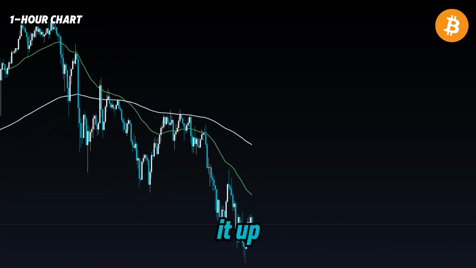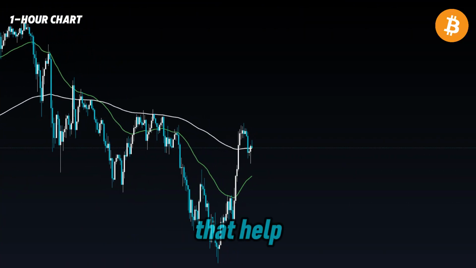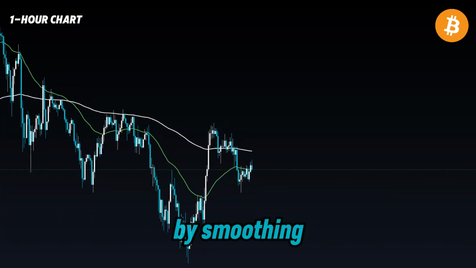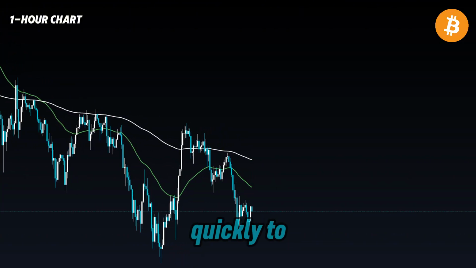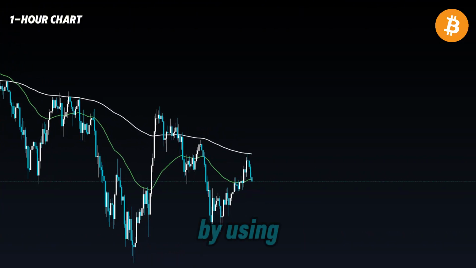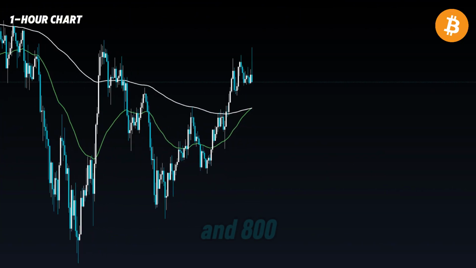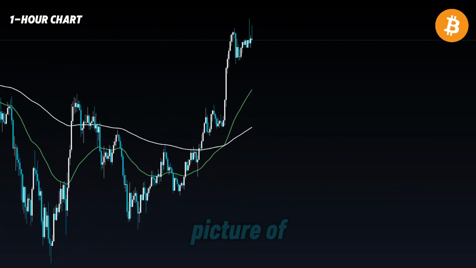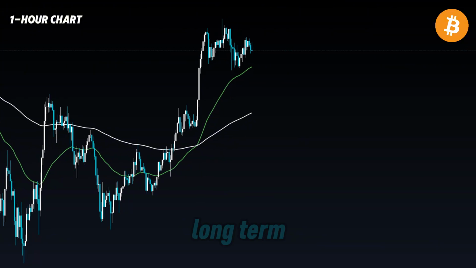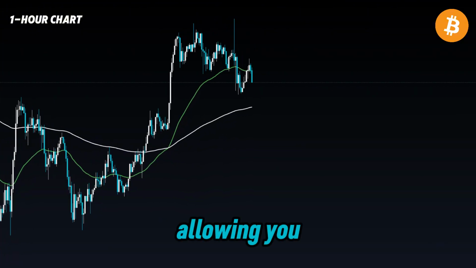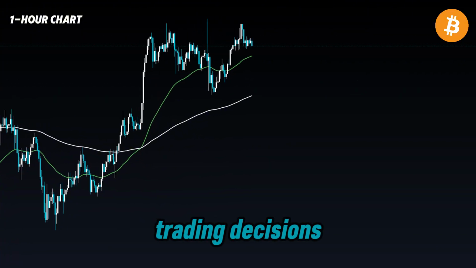To sum it up, EMAs are powerful tools that help you identify trends by smoothing out price data and reacting quickly to recent changes. By using multiple EMAs, such as the 50, 100, 200, and 800, you can get a clearer picture of both short-term and long-term market trends, allowing you to make more informed trading decisions.